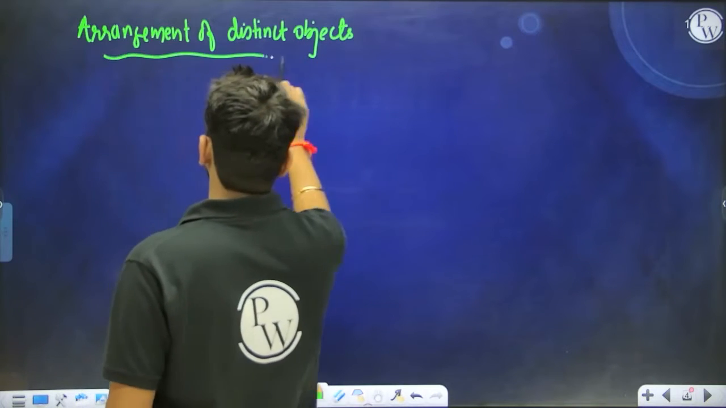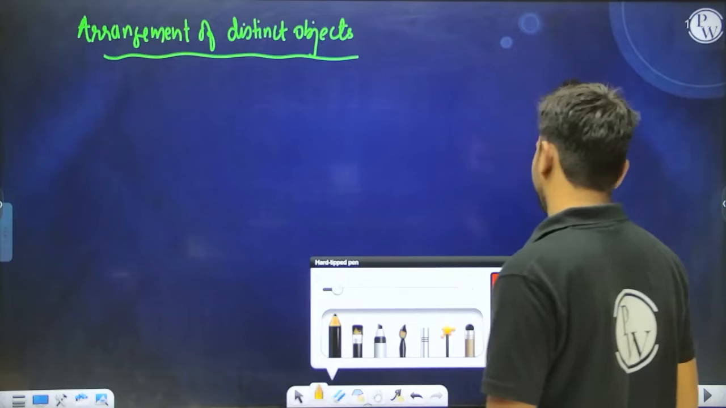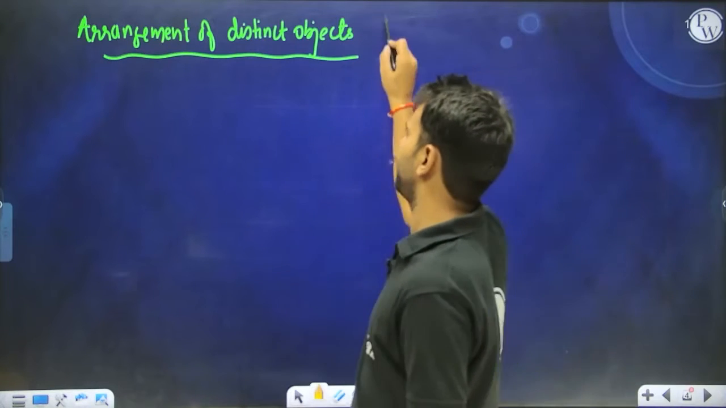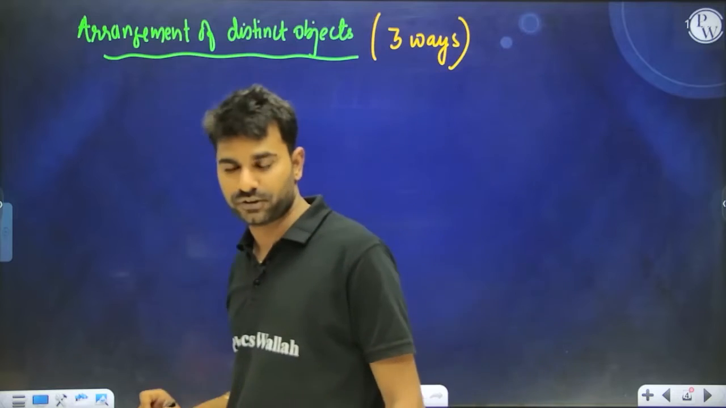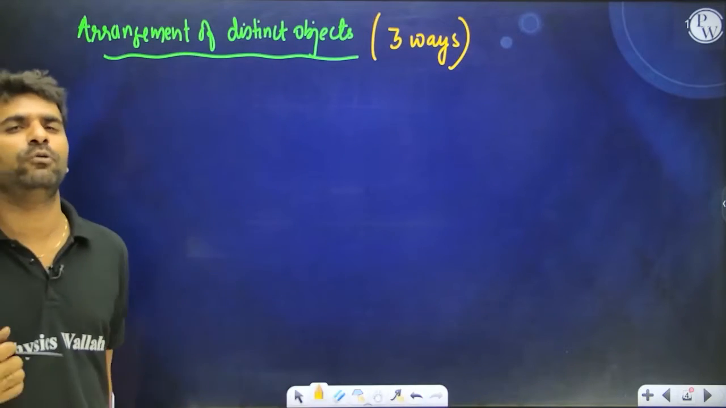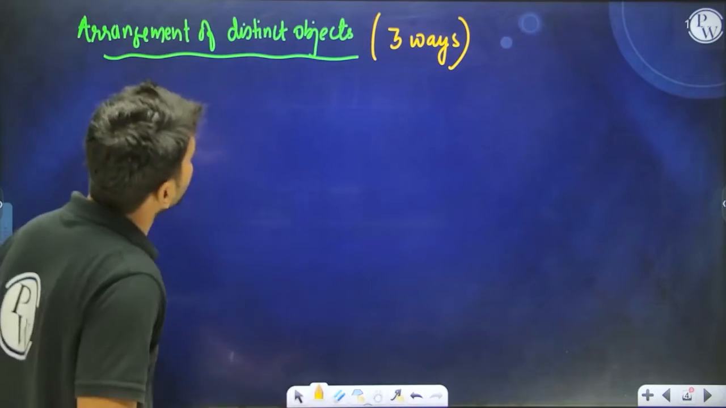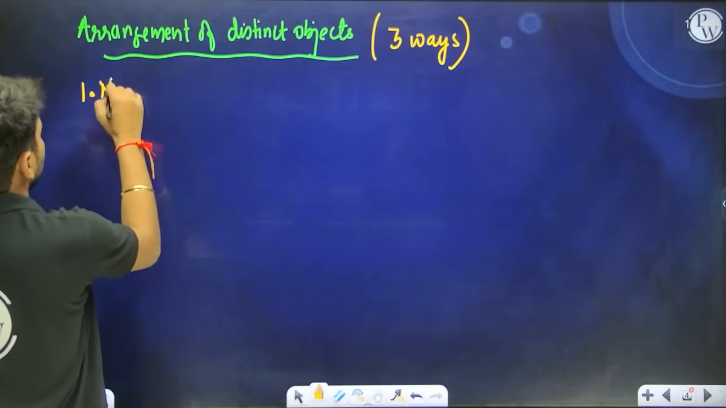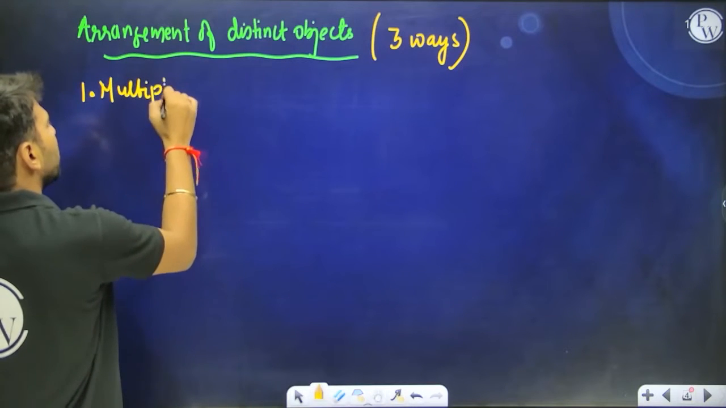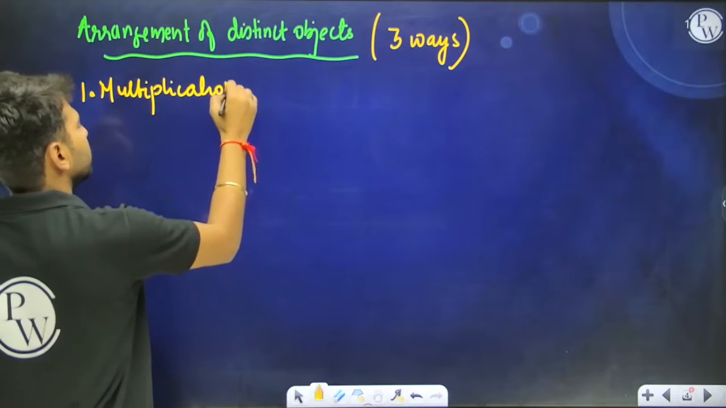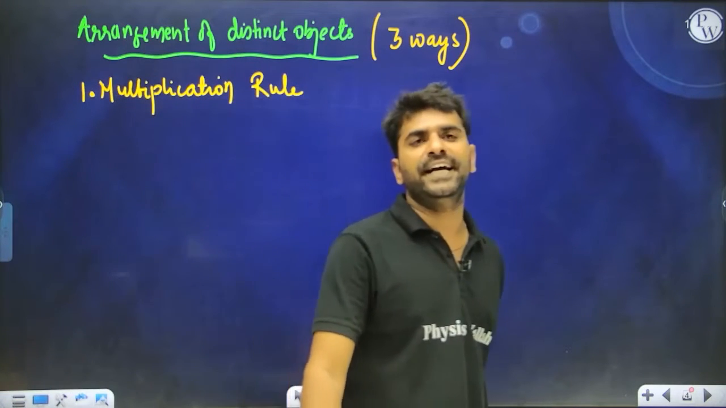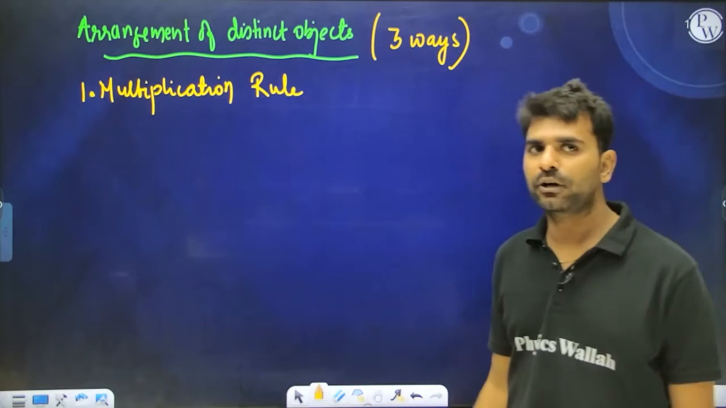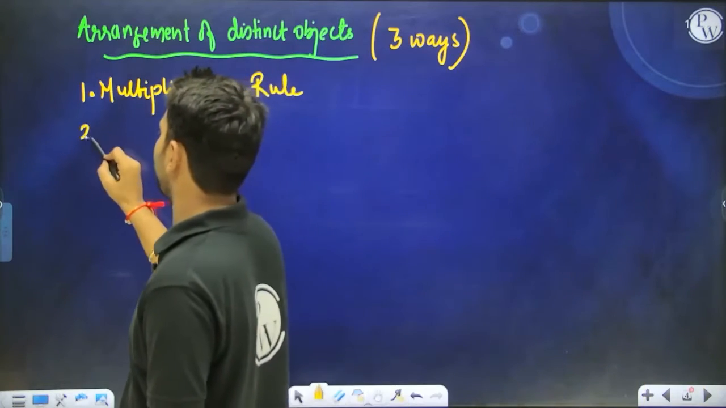Okay, now here this can be done by multiple ways. This can be done in three ways. Okay, there can be more ways as well, but I would like to discuss these three ways over here. Number one is multiplication rule. So the multiplication rule that we have seen already is used to arrange distinct objects. I'll talk about this more, though I have given you one example as well.